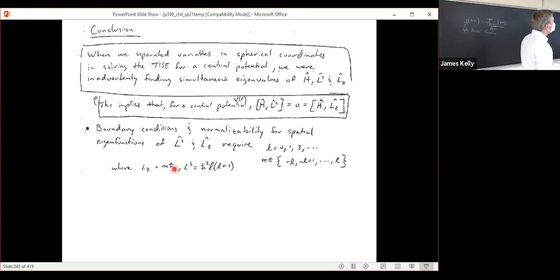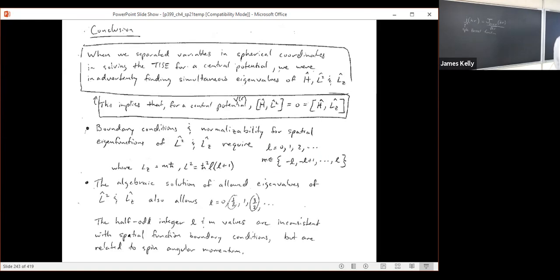And those are what gave us the requirements on what the allowed values of L and M are for those spherical harmonics. L had to be an integer only, and then M goes from minus L to L in integer steps. Okay. When we did the algebraic solution, we found more generally it was possible to have allowed values of L that were half odd integers, 1/2, 3/2, 5/2, which don't satisfy the requirements for the boundary conditions up there, okay?